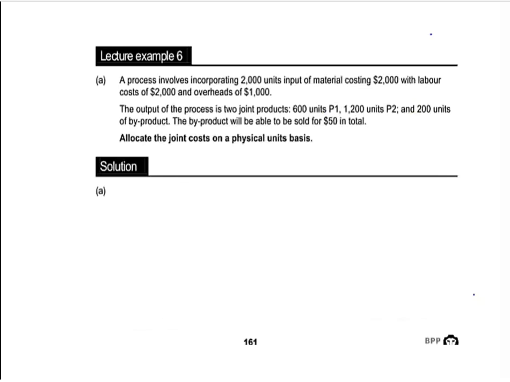So in example 6 then, we have a process with two products, P1 and P2 as the output, as well as a byproduct. And what we have to do is to allocate the joint costs on a physical units basis. So the first thing we need to do then is to work out what those joint costs are. And there's several ways that you can do this. I'm going to do it via a process costing T account.